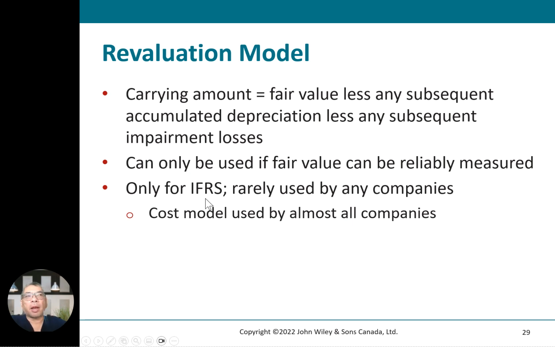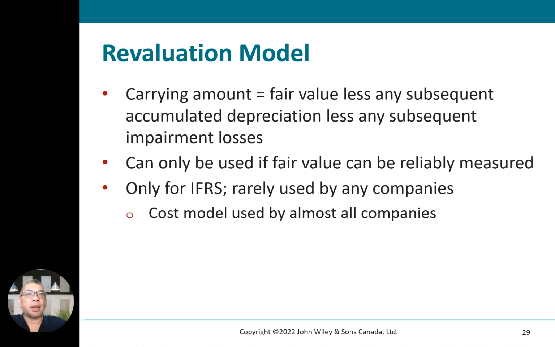I already adopted IFRS. I remember I worked in two companies on an IFRS 17 project, which were Intact Insurance and Travelers Canada Insurance.